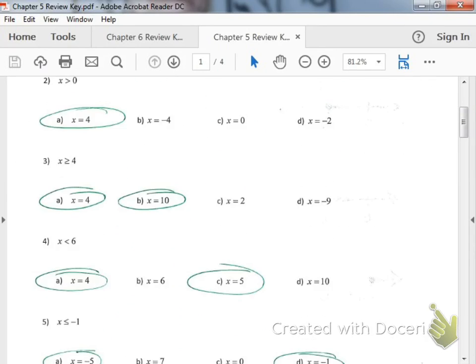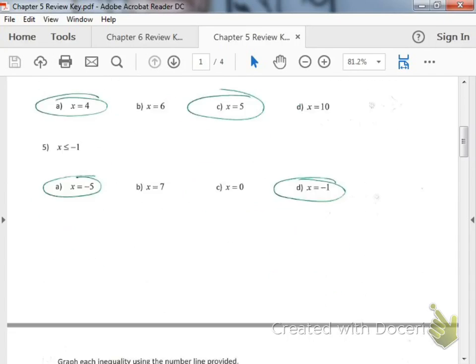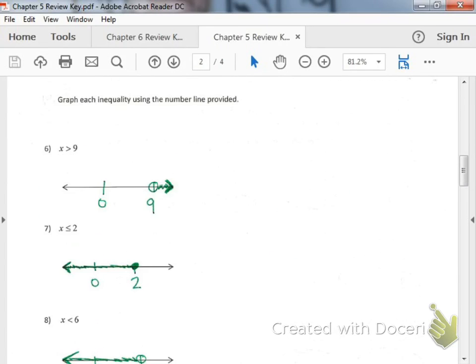All right, I'm going to keep going. Here's 3, 4, 5. Any questions on the front? All right, jump to the back. Here we're graphing these on a number line.